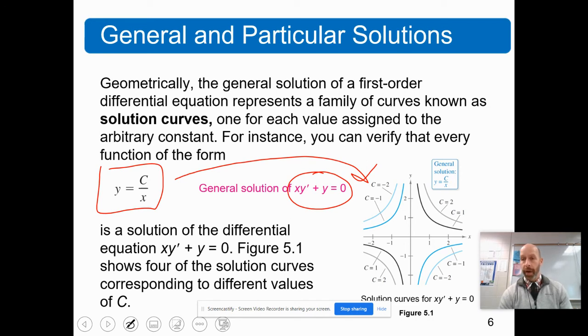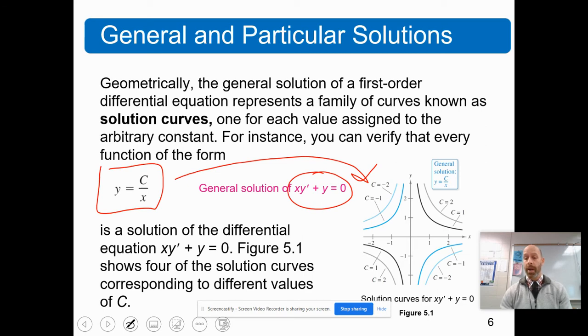You have to look carefully. There is a light blue curve, which is c equals negative 2. There is a dark blue curve, which is when c is equal to negative 1. There is a dark black curve, which is c equals 1, and a dark black curve where c is equal to 2. All 4 of those curves are solutions to the differential equation. There are infinitely many of them.